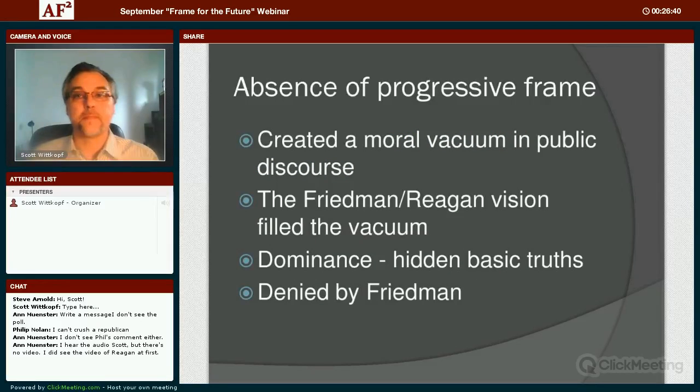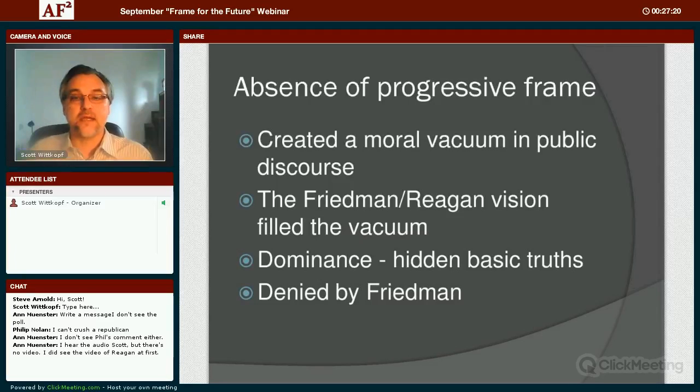So just to underline these points, the absence of a progressive frame has created a moral vacuum in public discourse. And what happens when there's a vacuum in public discourse and knowledge is that people look to well-established frames to fill the void. And you have this very strong, powerful Friedman-Reagan vision to fill the vacuum, and one that is very easy to understand, it's very easy to believe, and it is pervasive.